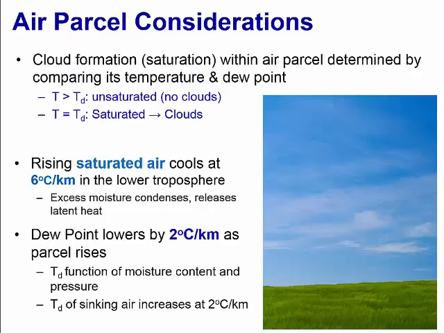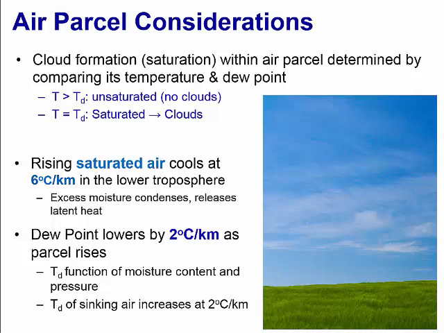Determining cloud formation relies on careful monitoring of the air parcel's temperature and dew point as it rises. Remember, if the temperature maintains a greater value than the dew point, the air is still unsaturated and there is no cloud. Once the temperature and dew point become the same value, the air is now saturated and a cloud will form. We mentioned that dry air will cool by 10 degrees Celsius for every 1 kilometer that it rises.